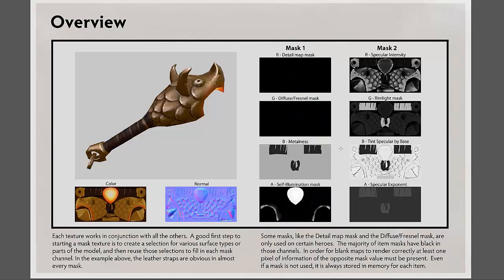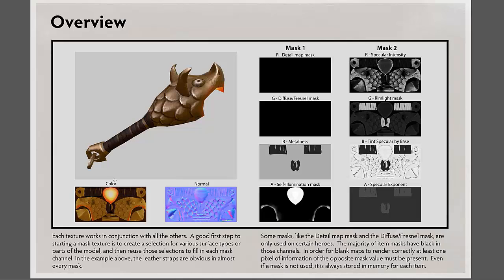Scrolling down here, looking at the mask 1 column, I don't need a detail map for this model. I know I don't need a Fresnel mask for it either. I do need a metalness map, and I might not even need the metalness map. I don't quite know yet. We'll play with it and see what we get. But I do need a self-illumination mask for the areas in the blade that are going to be glowing. So we're going to create that next.